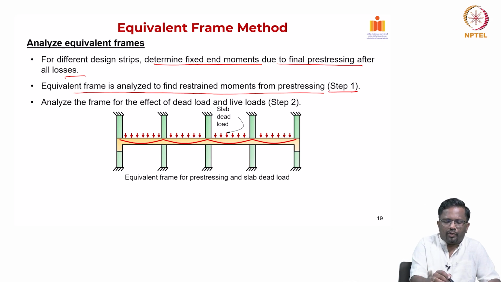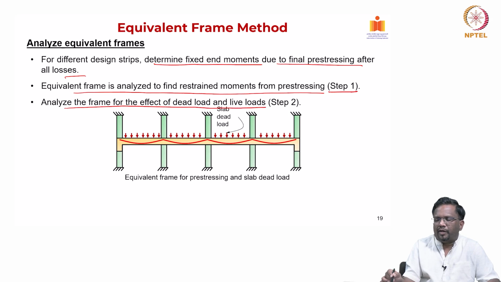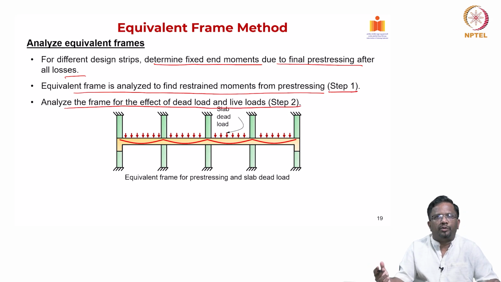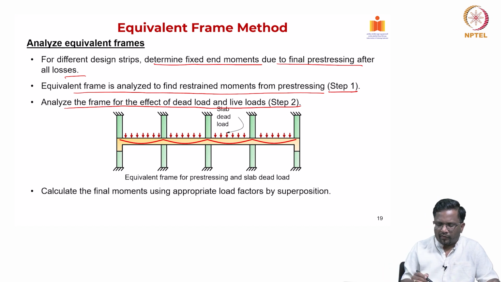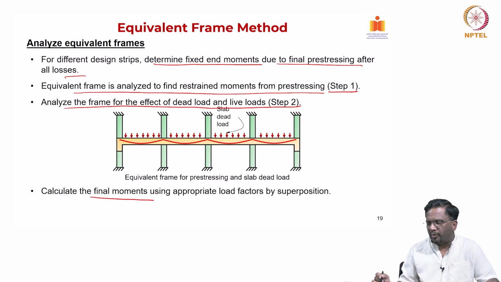Then we are going to analyze the frame for the effect of dead and live loads. These are your superimposed loads, so all of them have to be done. So you have to do the frame analysis for multiple cases, then you can apply your load factors and use superposition to find your final moments. So you can calculate the final moments using appropriate load factors by superposition, right. So you get the restraint moments, M restraint, let us say, and these are your demand.